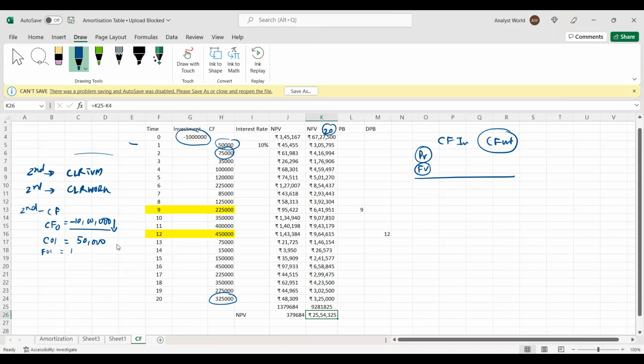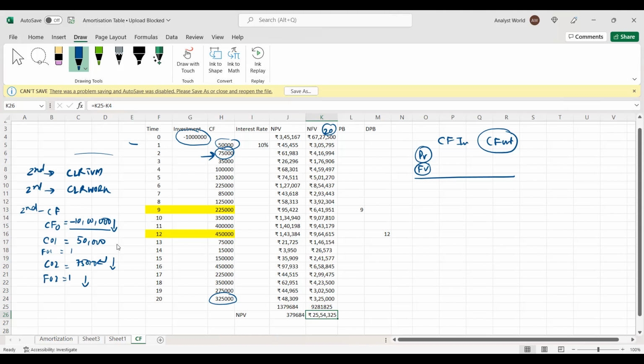Press the down key again and you will come to C02. Input 75,000. That is the second value. Okay. And then press enter and press the down key. Once you do that, you will come to F02. F02 again happens to be 1. Leave it as it is. Do not tamper with this. Press the down key again.